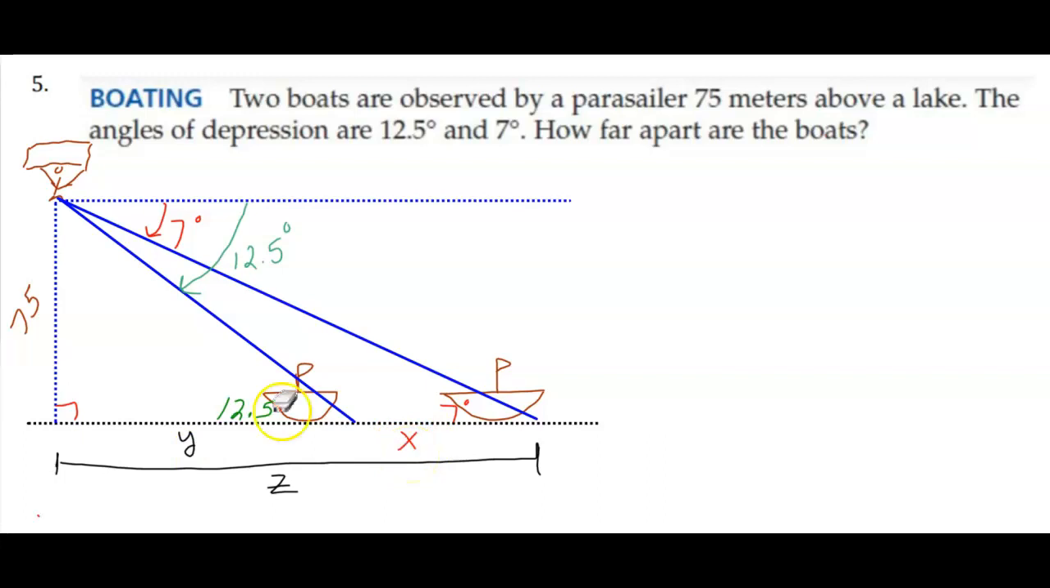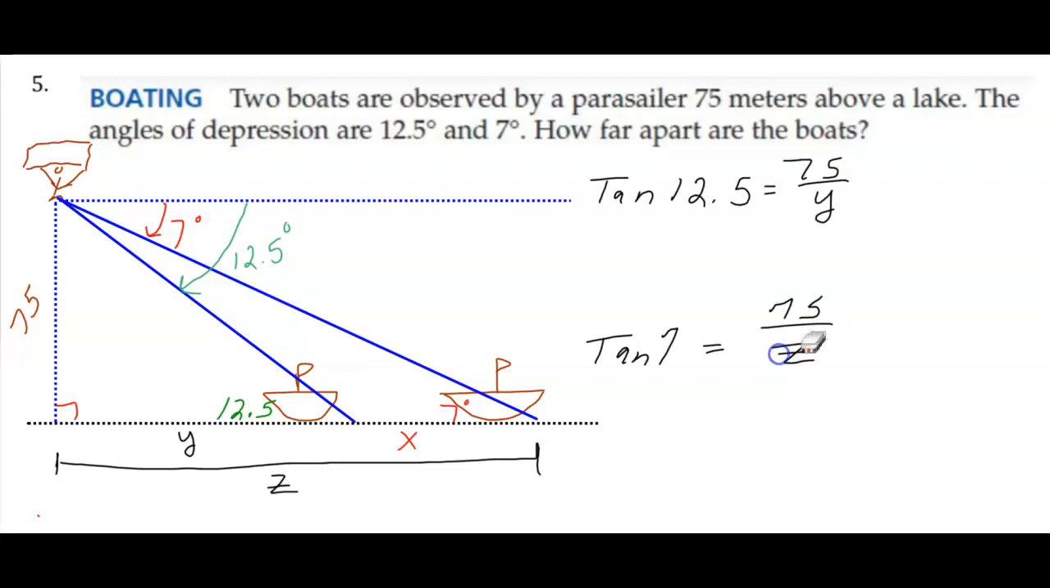Okay, so you're going to use tangent for both of them because you have the opposite side and you're looking for the adjacent. So you're going to do tangent of 12.5 equals 75 over y. And then you're going to do tangent of 7 equals 75 over z. Because your 7 degrees is this big right triangle here.